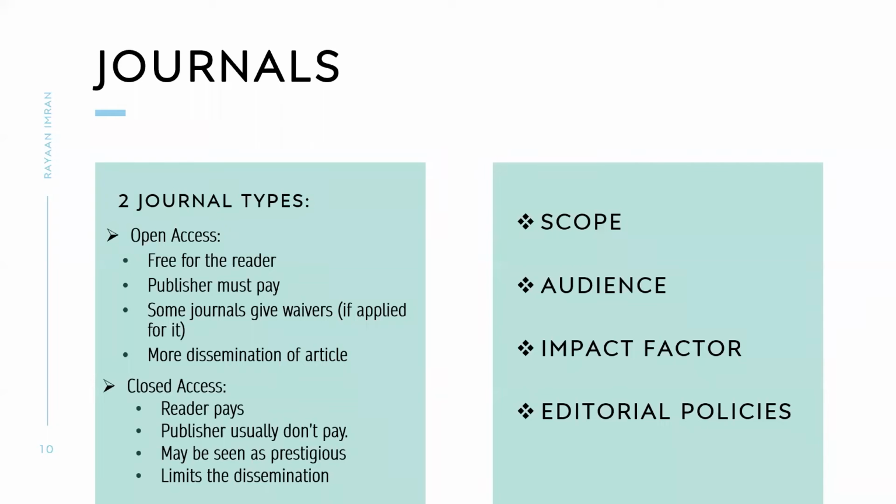So I'm going to repeat the open and closed access one. Whatever is written over here, that is literally it. There is no further elaboration to it. But the elaboration is needed for the scope, audience, impact factor, and editorial policies. So each journal will have a particular scope.